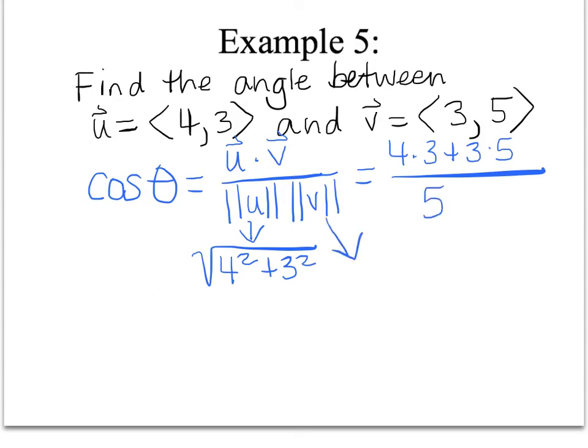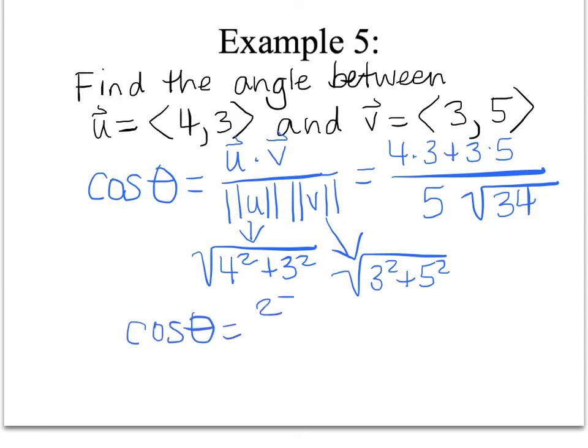The magnitude of V would be the square root of 3 squared plus 5 squared, which is not a perfect square, so we're going to leave it as the square root of 34. On the top, 4 times 3 is 12, plus 15 for 3 times 5 is going to give us 27 over 5 square root of 34.